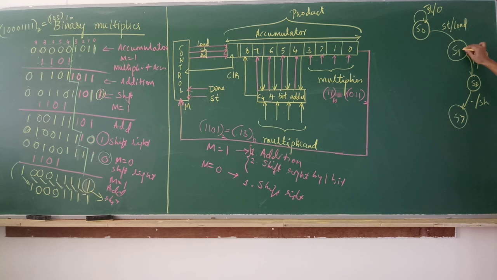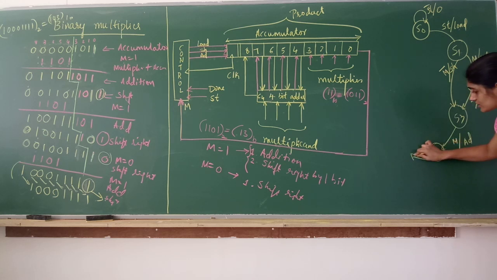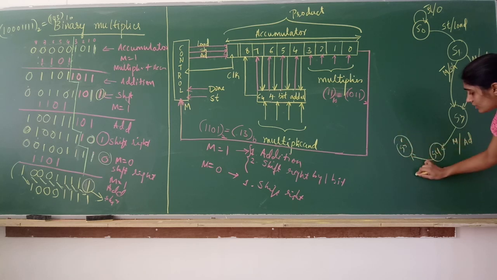In case, once you load the data, if M is equal to 0, directly it will come here. If M is equal to 0, that is why we write M bar. There is no add, it is only shift. Correct? So again, when it is in S3, again it will check M. If M is 1, add first. So it will come to S4. Add, then shift.